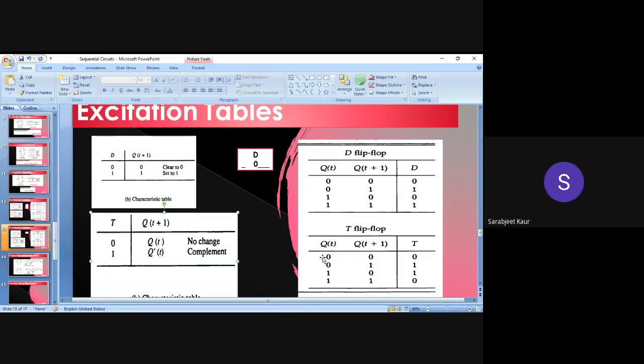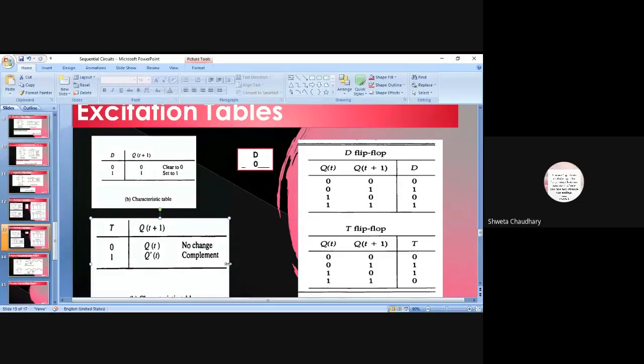Now, please look at the second row and the third row. In this case, I want a 1 and the previous state was 0. And then I want a 0 and the previous state was 1. So obviously, which condition are we going to use? We are going to use the complement condition of the T's characteristic table. So I'm going to feed in T equal to 1 for both these cases to occur. Is this clear?